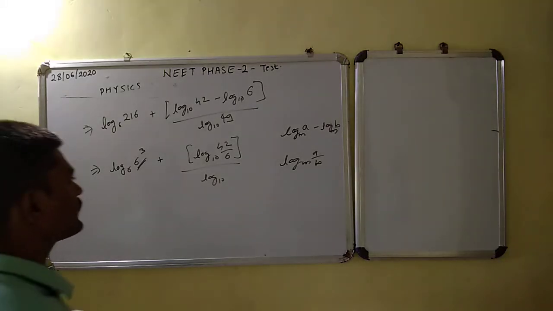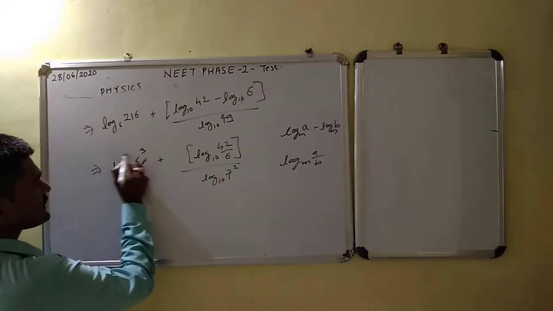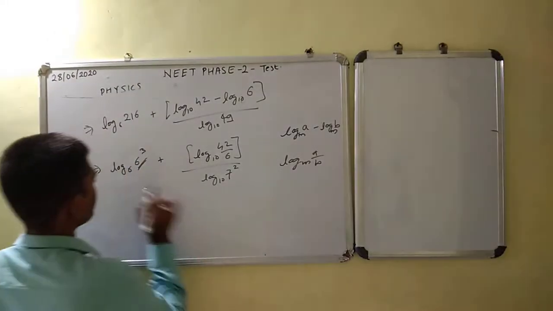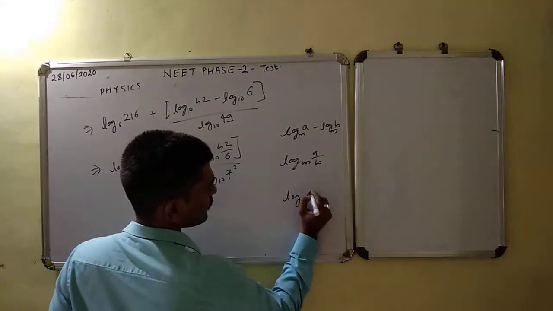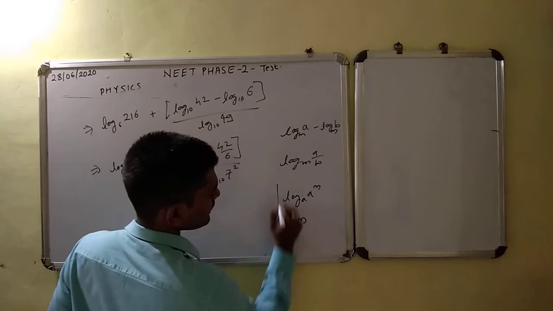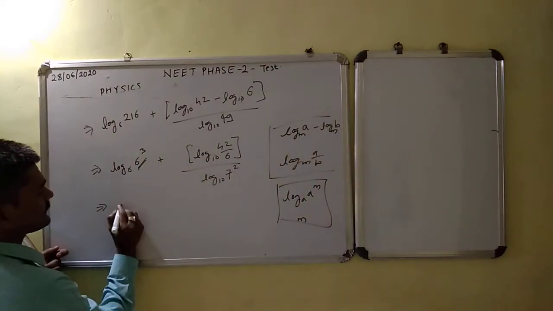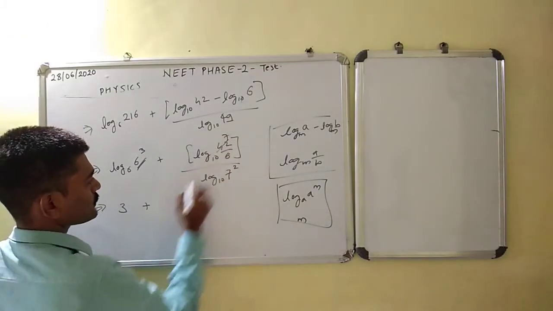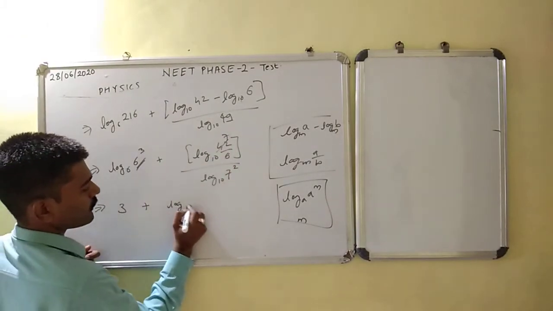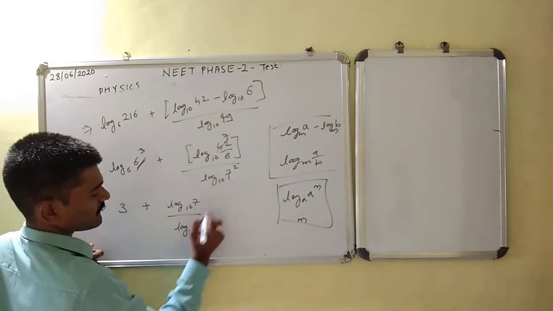49 can be written as 7 into 7, 7 squared. This is the same base. Now we have learned the formula just before: log to the base A of A raised to m is directly written as m. We need to learn these formulas. So the answer is 3 plus 42 upon 6, which is 7, since 6 sevens are 42. So we have log to the base 10 of 7 upon log to the base 10 of 7 squared.